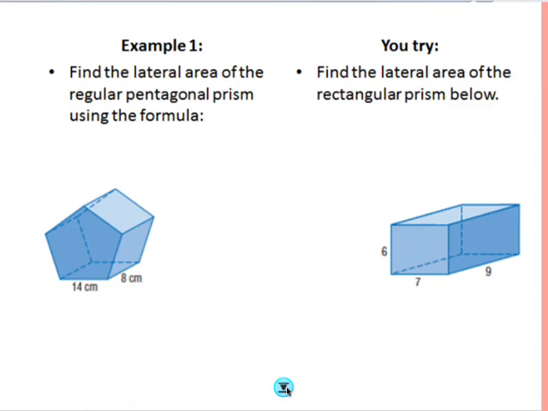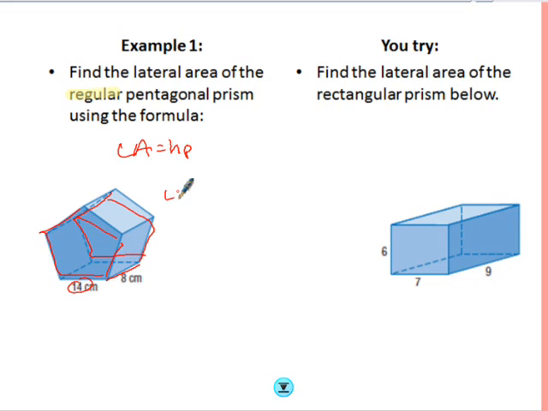So example 1, we're going to find the lateral area of the regular pentagonal prism using the formula. So what's the formula? Let's remind ourselves: lateral area equals H times P. There's a key word here in this question. It says regular. The reason that's a key word is that of this pentagon, I only know one side, but if it's regular, all the sides are the same. The height of a prism is the distance between the two bases. So the pentagon right here is one base, and this pentagon out front is the other base. So this 8 is the height.